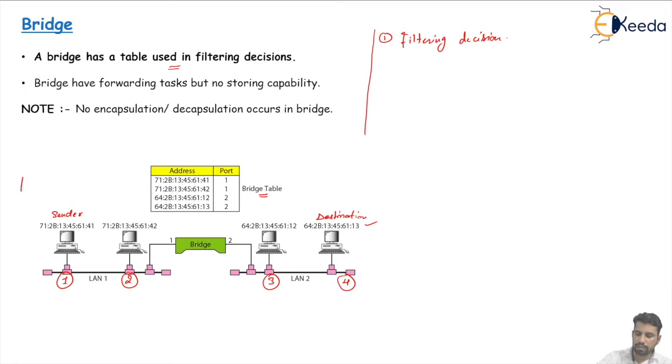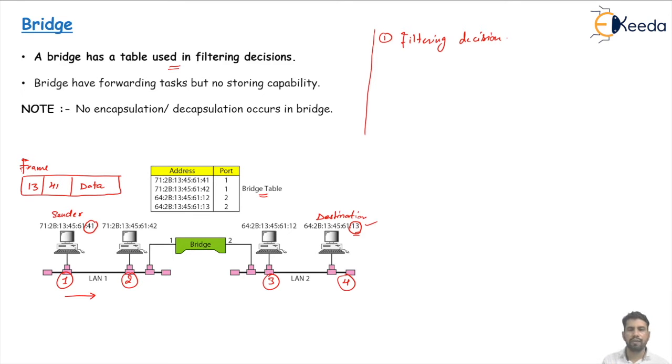Here we construct a frame. In the frame, first of all we write the destination physical address. I will consider here only the last part of the addresses. The physical address of the destination is, for example, 13, taking only the last digit, not the complete address, and the sender is 41, followed by the data. This is the frame the sender wants to send to the destination. The frame will be released in LAN 1.